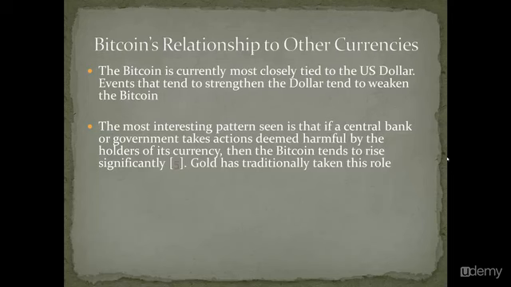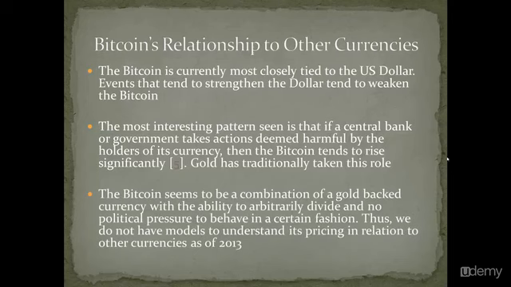So the Bitcoin benefits tremendously when governments do things like seize assets, propose wealth taxes, or central banks start massive inflation, etc., etc. The Bitcoin also seems to be, interestingly enough, an economic combination of a gold-backed currency with the ability to arbitrarily divide, and suffers no political pressure whatsoever to behave in a certain fashion.